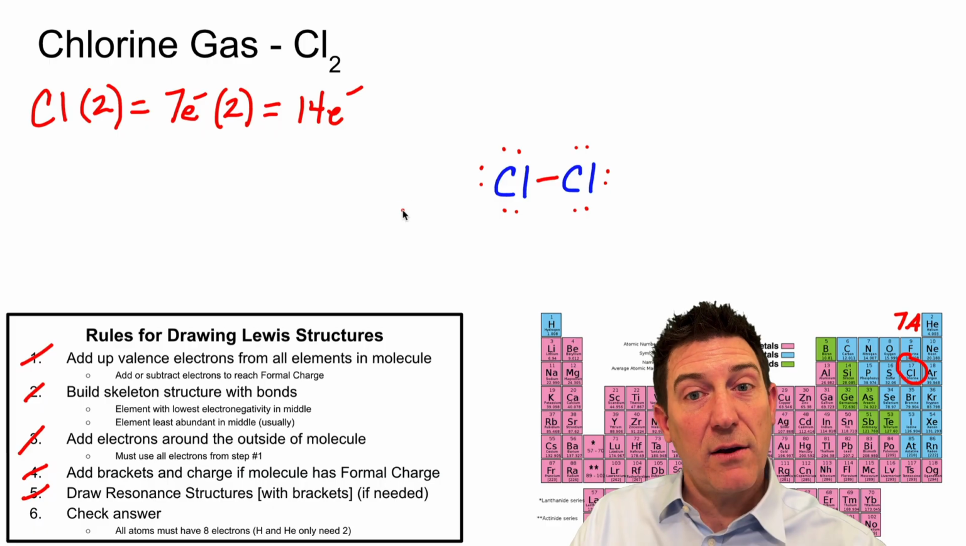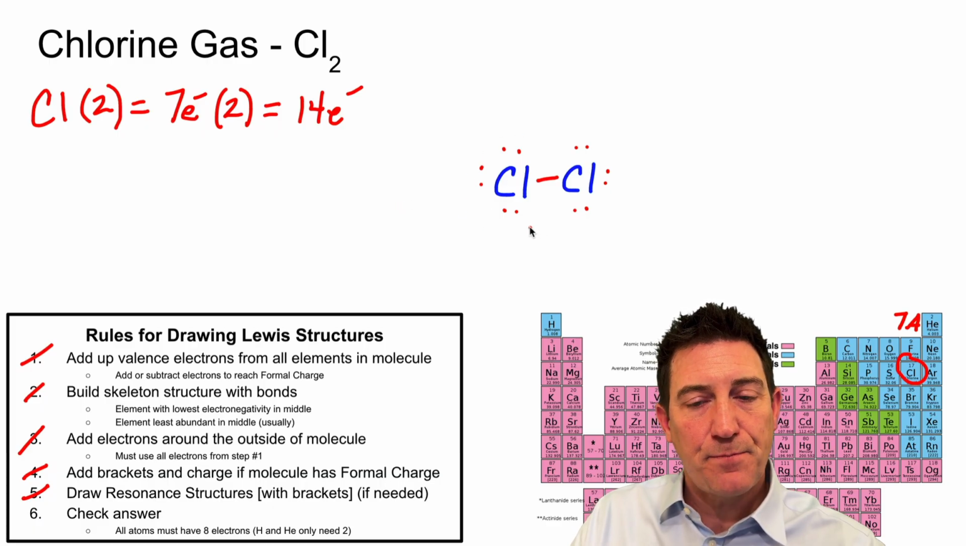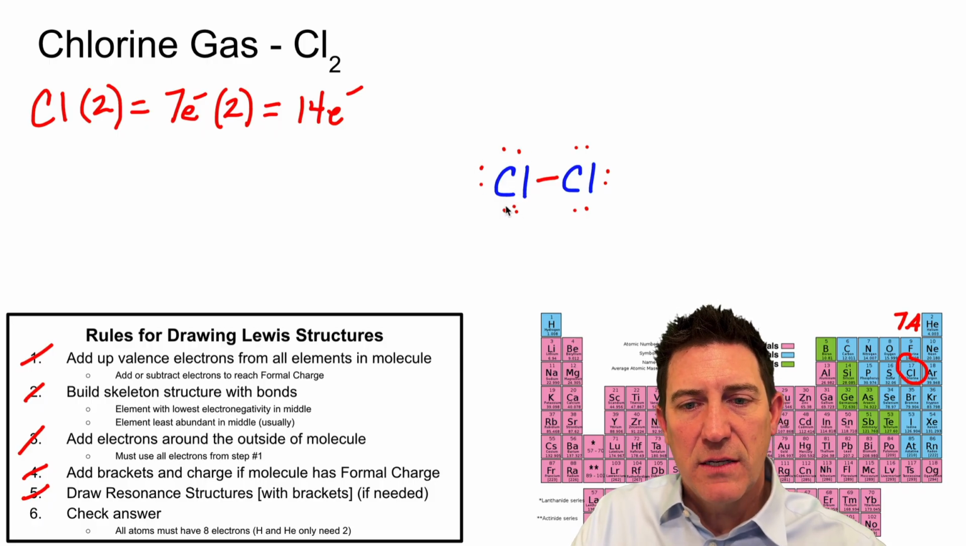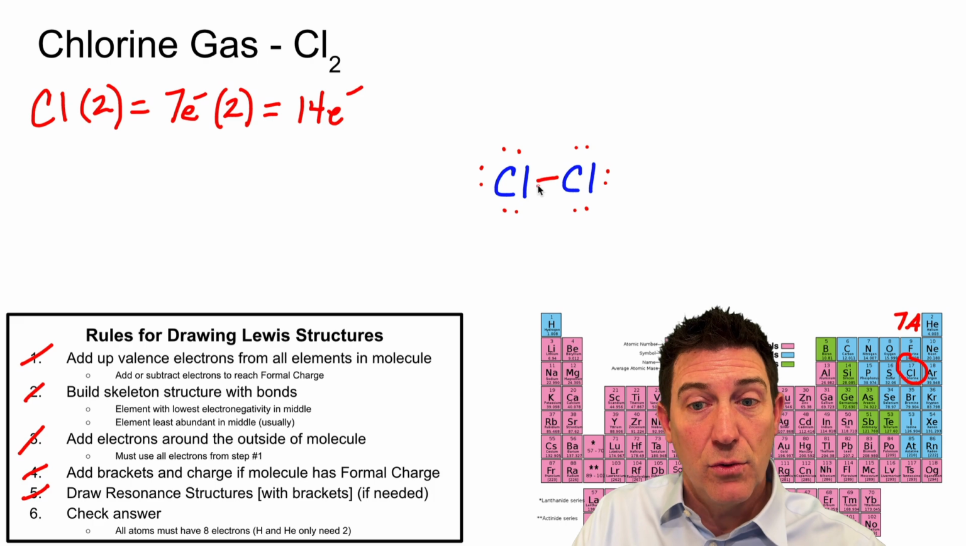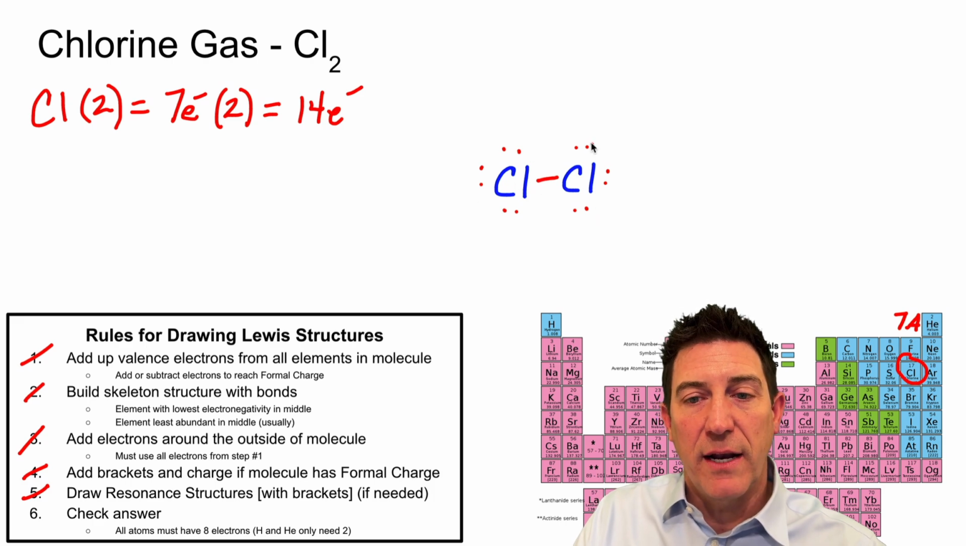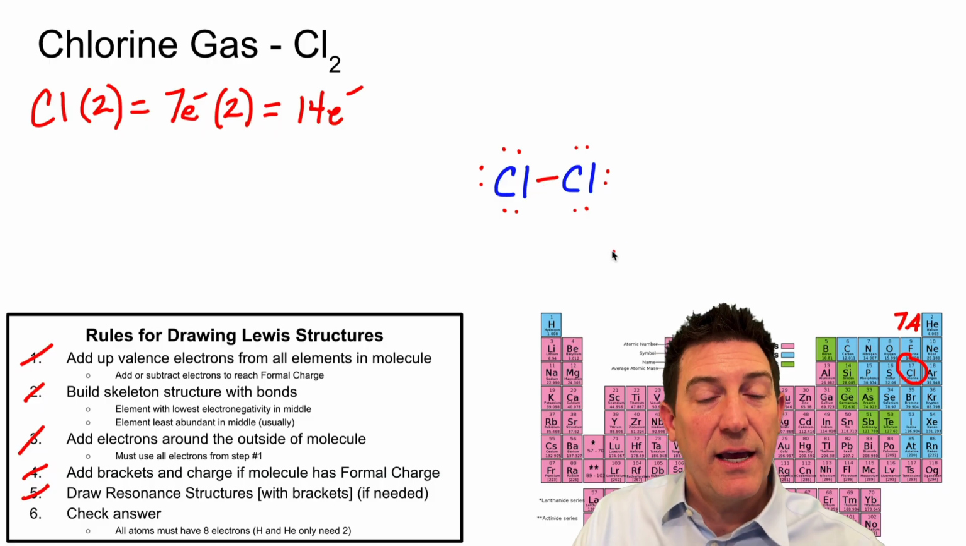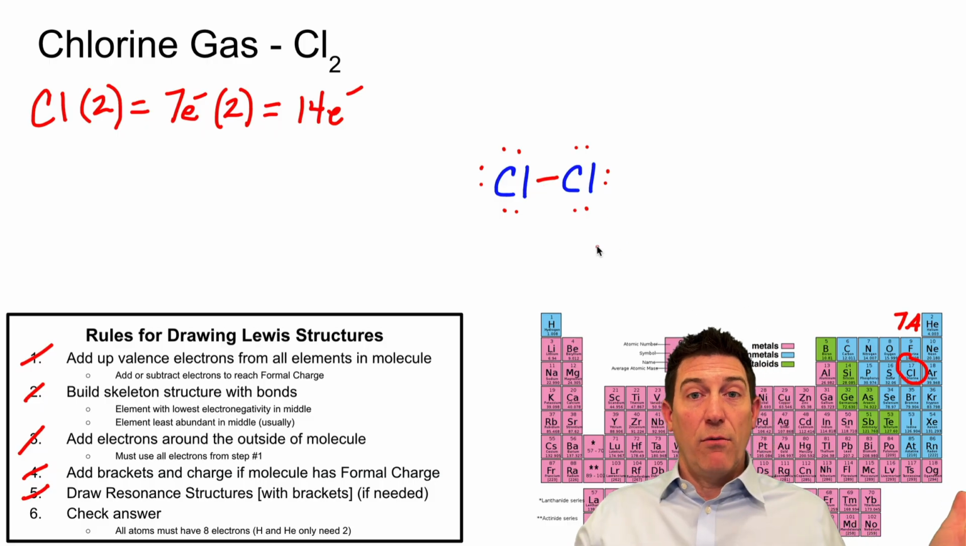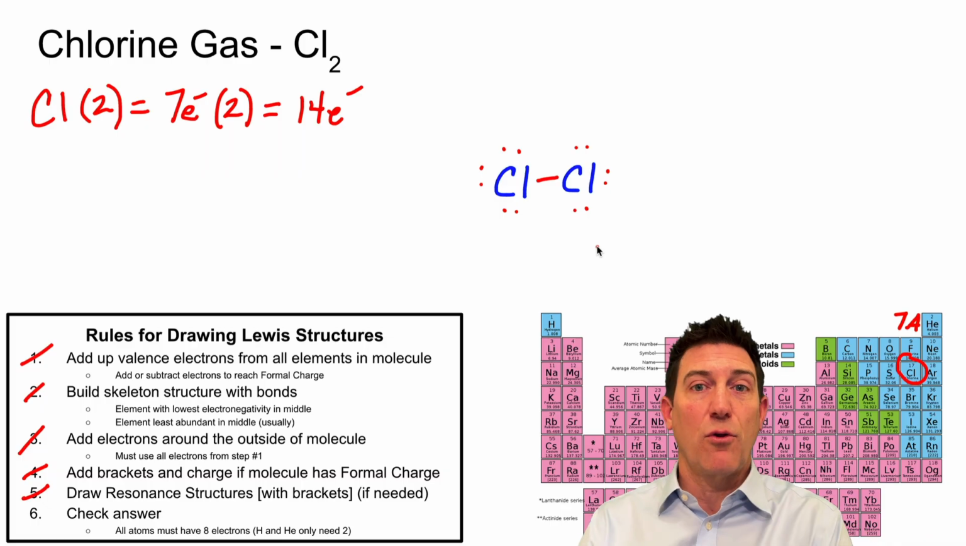And then we always check our answer, right? Everything needs to have 8 electrons around it when I'm done. So let's see. This chlorine has 2, 4, 6, and then this represents 2. So it has 8. This chlorine has 2, 4, 6, and then this represents 2. It also has 8. So there we go. We've just drawn the Lewis structure for chlorine gas.